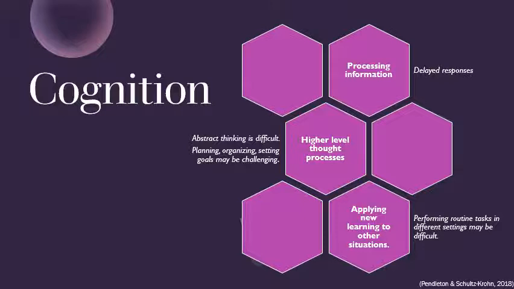Higher thought processes can be impaired as well, such as abstract thinking, planning, and setting goals. They may take jokes literally and need clear examples and explanations. Applying new learning to other situations, also known as generalization, can also be difficult. Performing routine tasks in different situations and settings may be challenging, as they may be able to perform a task in one environment. When any aspect of that is changed, however, it becomes more difficult for them.